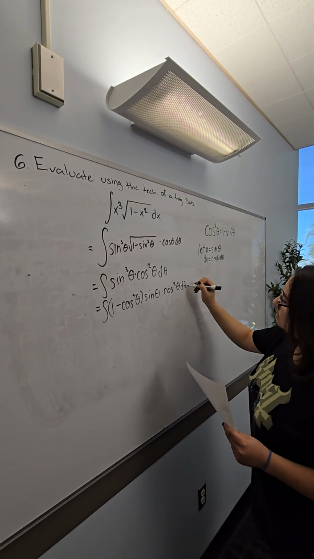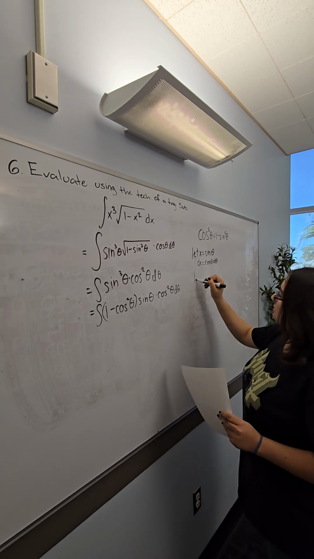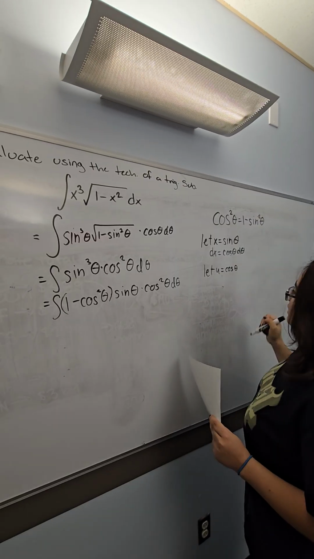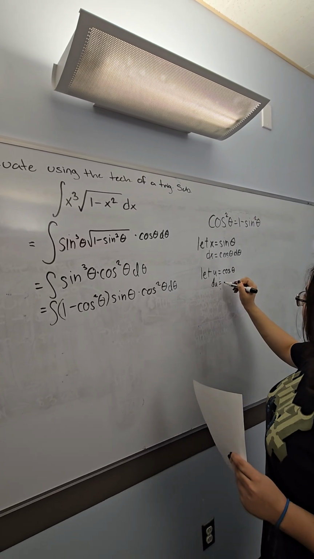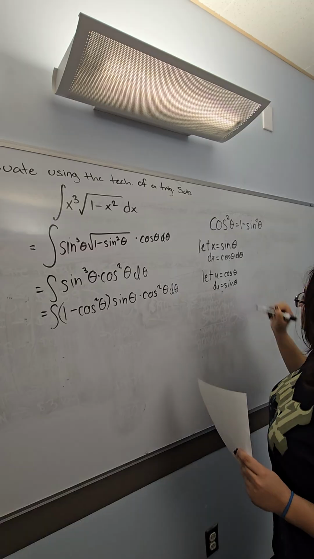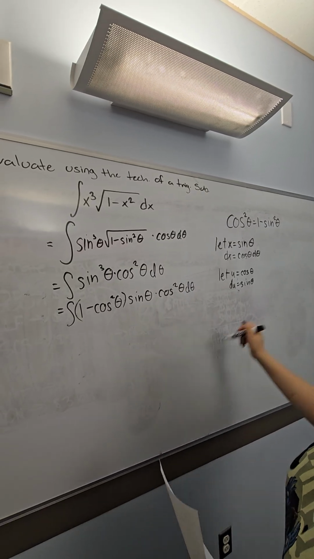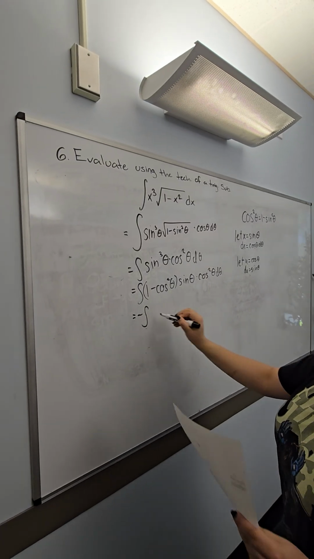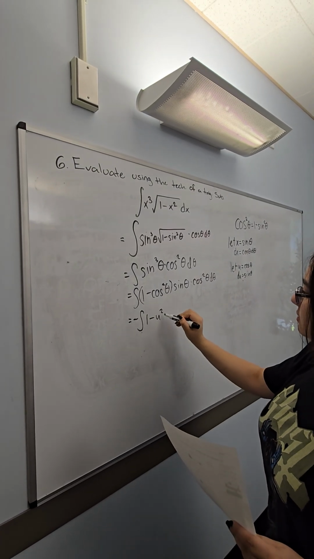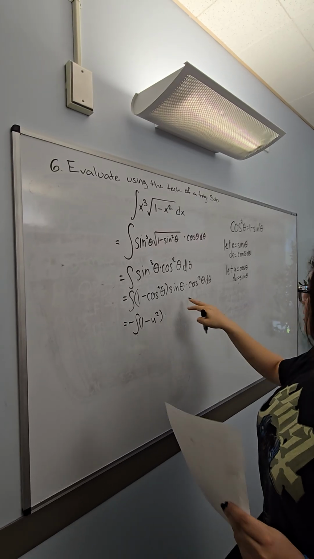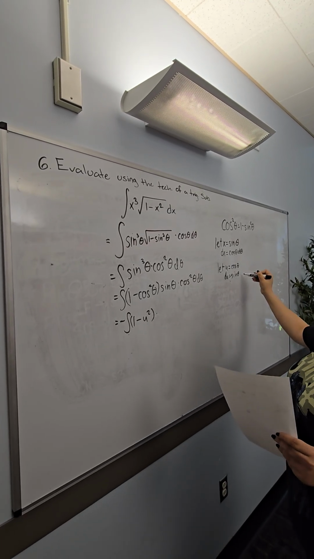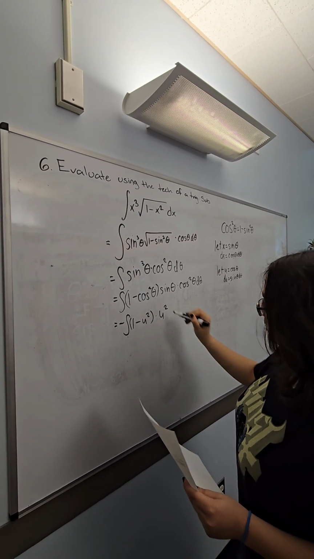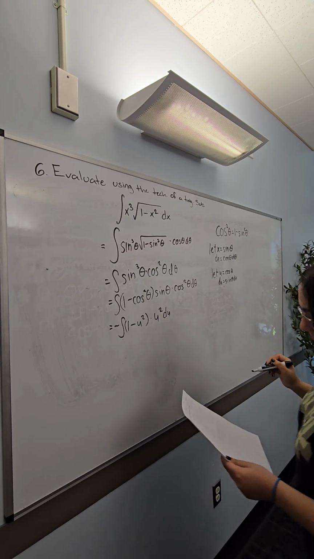And this is when you'll let u equal cosine theta, so that when you take the derivative of cosine, you'll be able to cancel out that sine. And then make sure you bring that negative to the front. So then you'll have 1 minus u squared, parentheses, times u squared du, since the sine goes away because of the du.